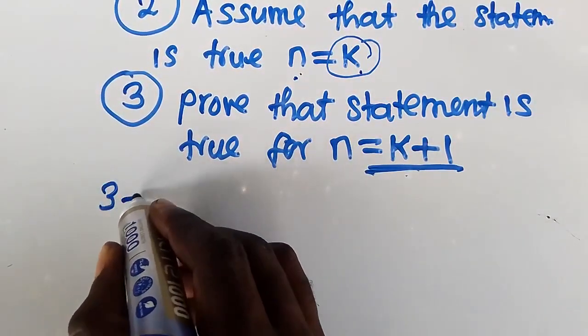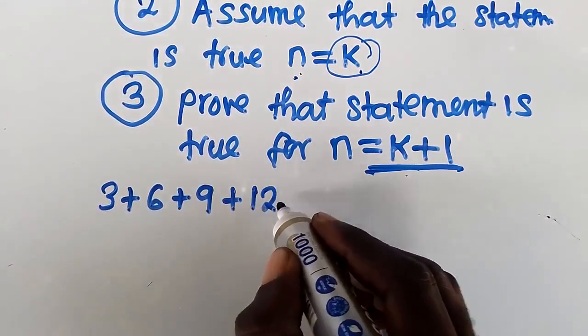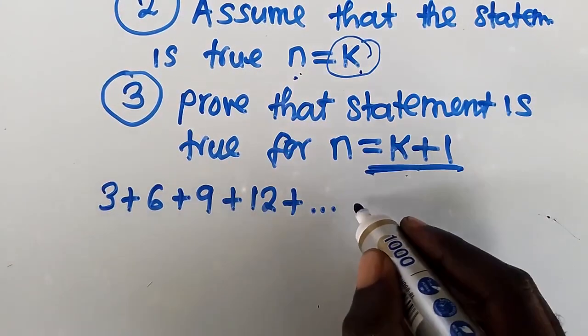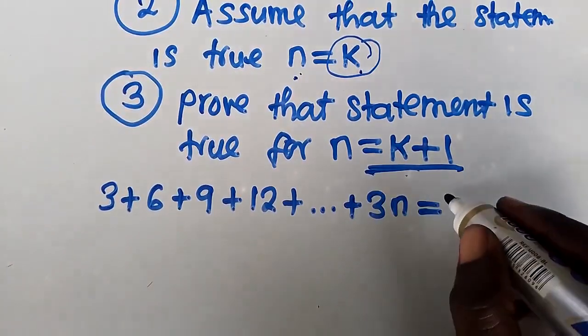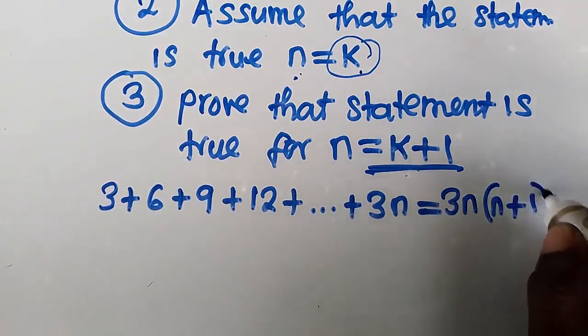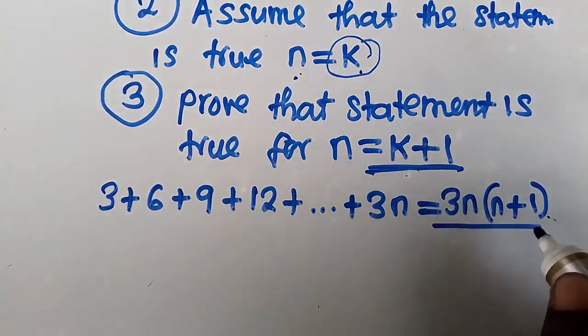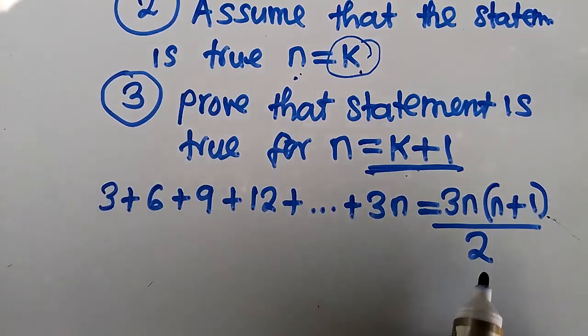This is the question: 3 plus 6 plus 9 plus 12, going on like this, plus 3n, is equal to what? Is equal to 3n open bracket n plus 1 close bracket, over 2. You are given this type of equation. In this question we are told to use mathematical induction to prove this statement. So how can you prove this statement?